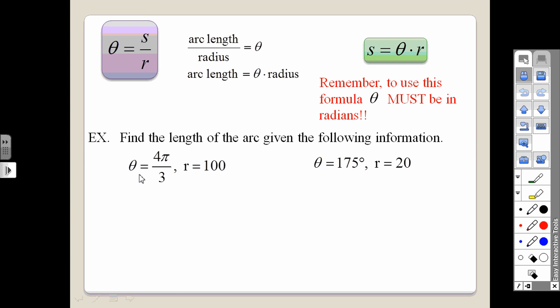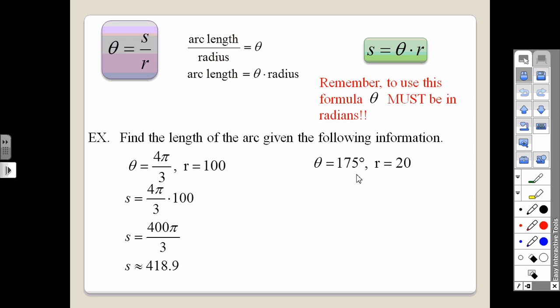First one, they give us that theta is 4 pi over 3 radians, and our radius is 100 units. Let's plug these into our formula, because we're supposed to find the arc length. So S is equal to your angle times your radius. You simplify this out, and depending on what form they ask you to leave it in, if you leave it in pi form, it's 400 pi over 3, and in decimal form, that's going to be 418.9.